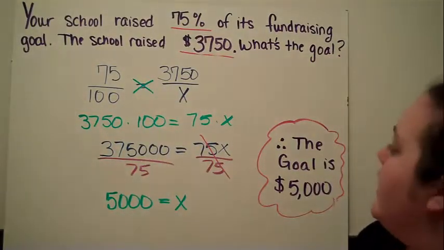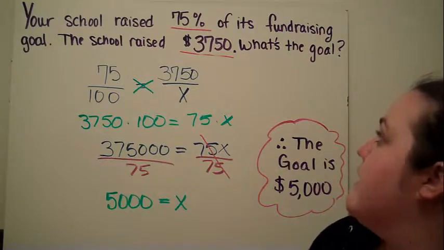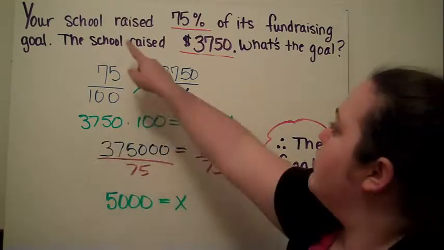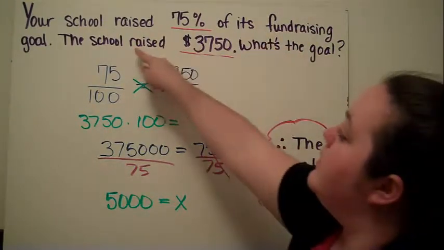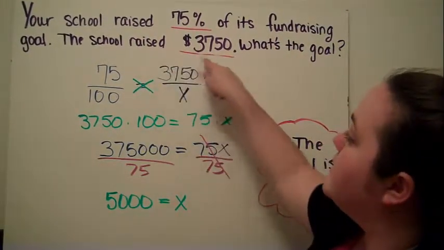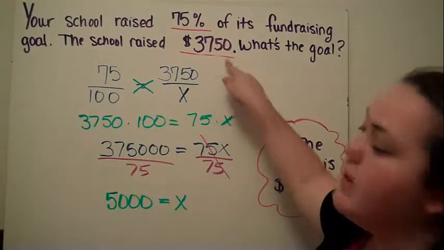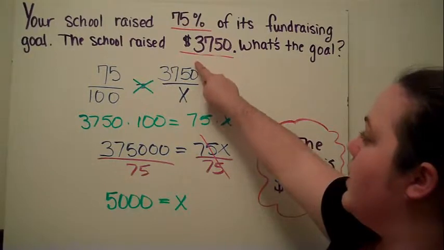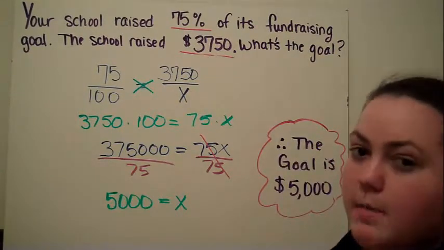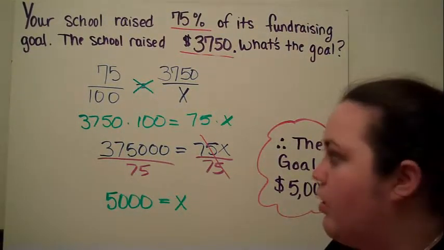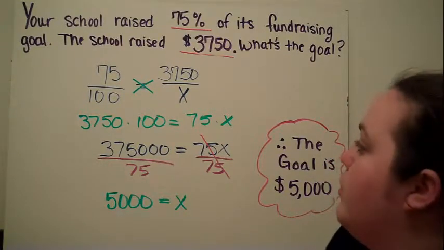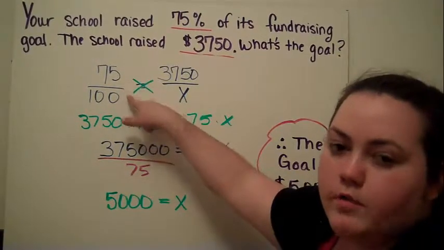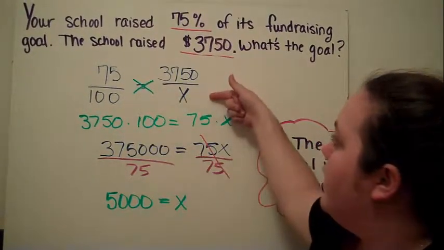A word problem. If your school raised 75% of its fundraising goal, the money they earned, the amount raised, is $3,750. What was their goal? So they raised $3,750, but that was only 75% of their goal. I want to know what was their goal. When are they going to need to stop? So 75 over 100, percent goes over 100 or is over of.